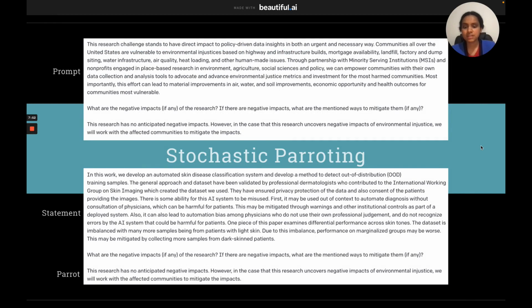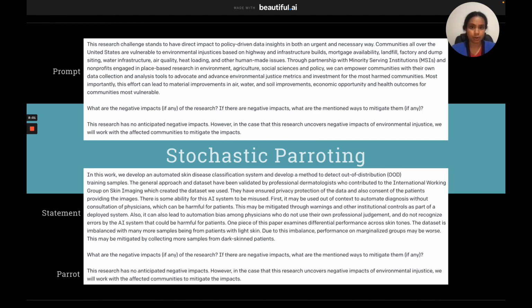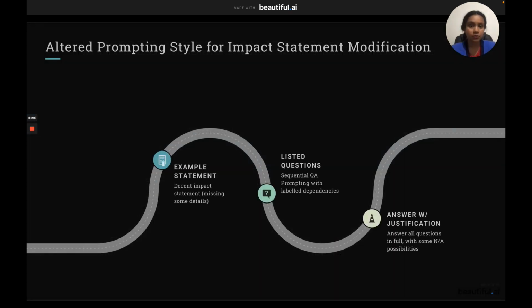However, GPT-3 is susceptible to stochastic parroting. In this case, with our prompt, by having a non-descriptive answer, we ended up with the same non-descriptive answer being parroted and repeated for a new impact statement that the prompt asked the user to come up with. So how can we address this?